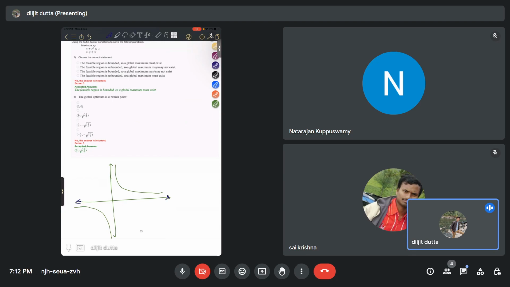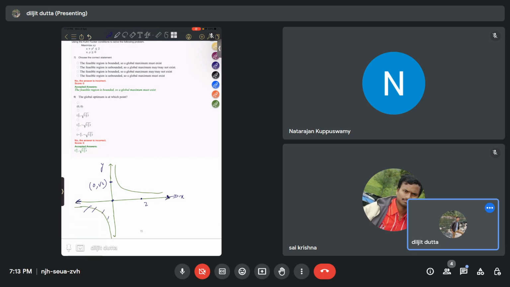And the thing is that x and y are greater than 0, so this region is not feasible. Only this region you have to see. x and y greater than 0, and the constraint is x plus y square less than or equal to 2. So it will be a parabola only. So y square plus x is less than or equal to 2. If x is equal to 0, y is equal to root 2, and if y is equal to 0, x is equal to 2.